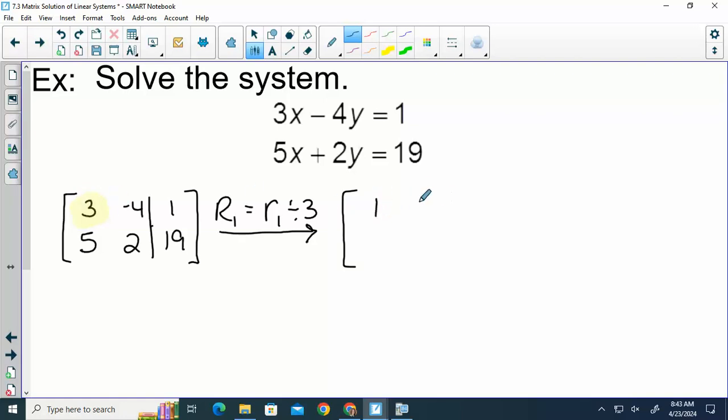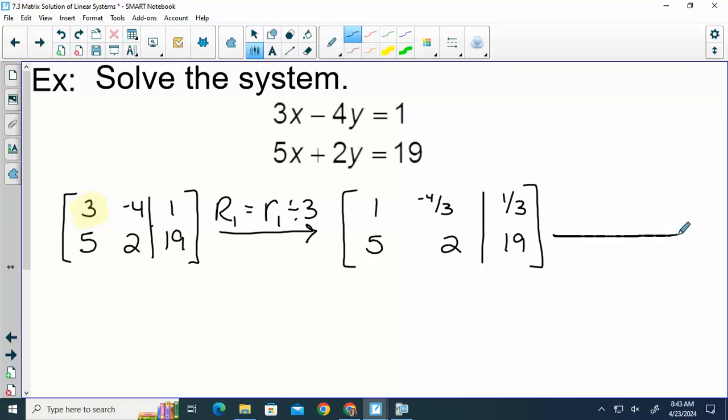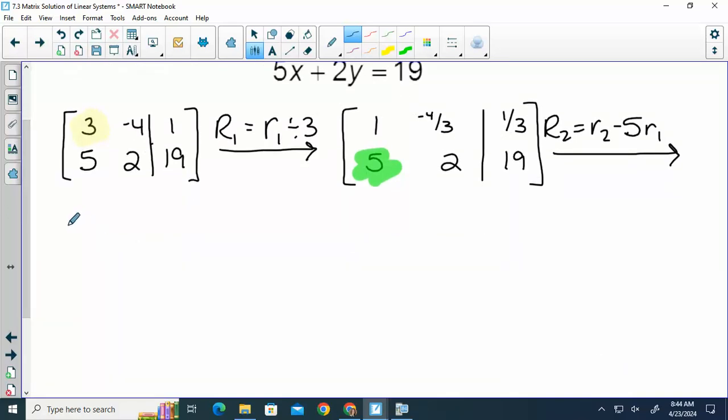So 3 divided by 3 is 1. Do not go to decimal form. Keep it in fractions. We didn't change row 2. All right. Now what do we need? So we're changing row 2. Start with row 2. It's a positive 5, so we have to subtract 5, but you can't just subtract a number, so it has to be 5 times row 1. So row 1 didn't change.